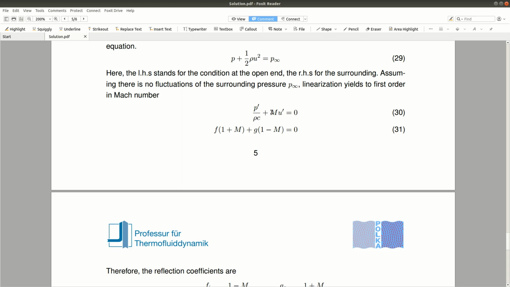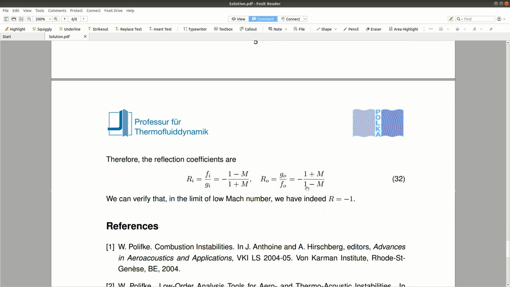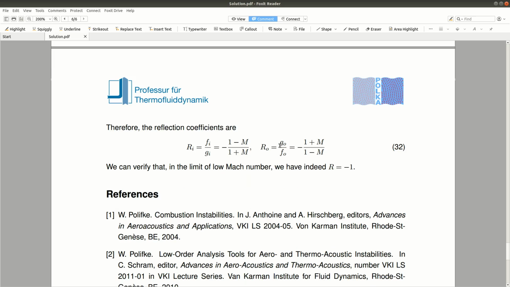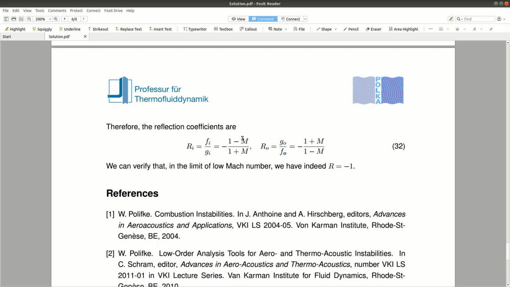However, as soon as we have some mean flow, to be energetically consistent, we cannot use R equals -1 anymore. We have to define the reflection coefficient to account for mean flow. So in the context of an outlet reflection coefficient, we would have this expression, and for an inlet this one. Again, we can verify that if Mach number is 0, we retrieve R equals -1.